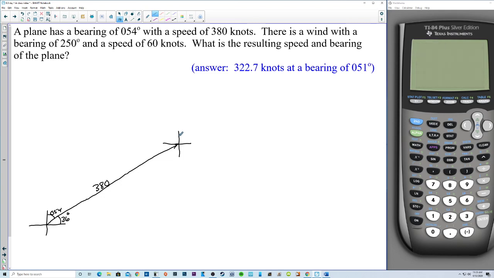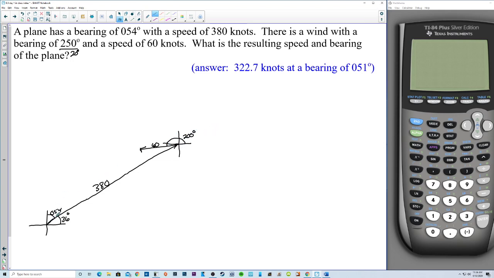Bearing of 250. Well, this would be 90, 180, and I'm going back this way like that. So that's 60 knots. Now I need the unit circle measurement, and I notice that 250 is 20 degrees short of 270. So this little tiny angle is 20 degrees, but I need the unit circle angle. I need that right there. So 180 plus another 20 is 200 degrees.